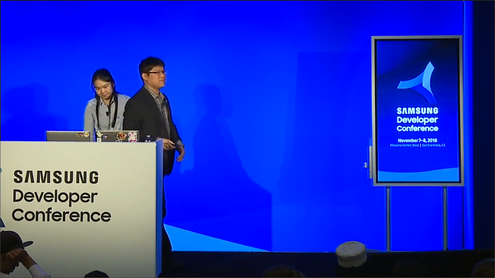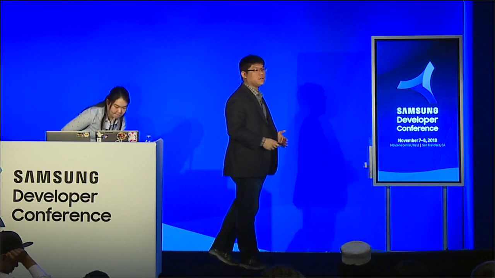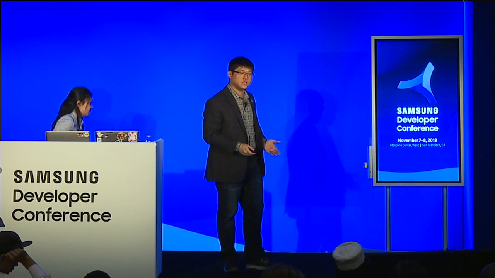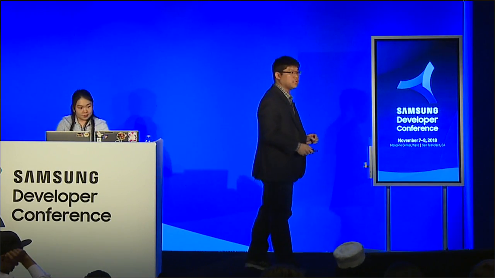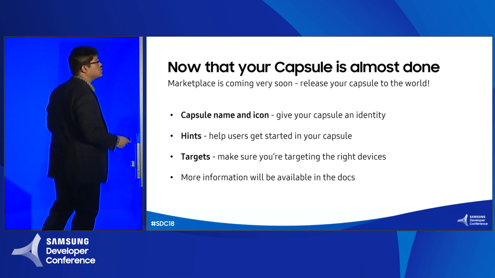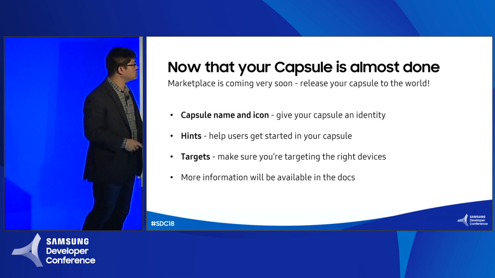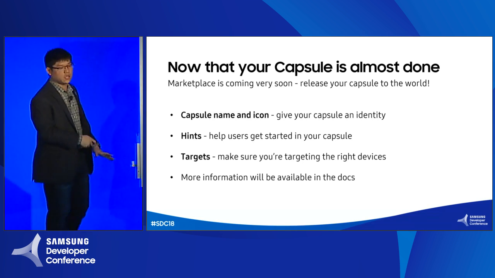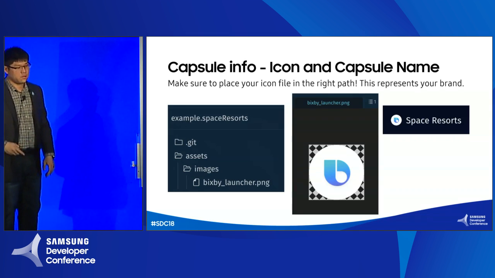Thanks, Paulina. So, as you heard today in our keynote, we're opening up Bixby Developer Studio to everyone, and soon we'll have a marketplace where you can release your capsules. These are very short checklists on things you'll need before you release. A capsule name and icon to give your capsule an identity. Hints to help users get started in your capsule. Targets to make sure you're targeting the right devices. And more, which will be available in the docs. But let's cover these few things.